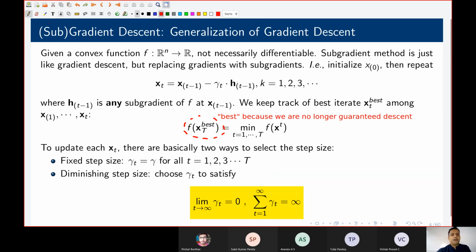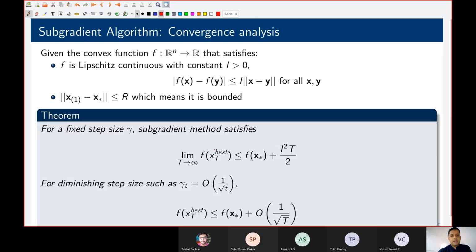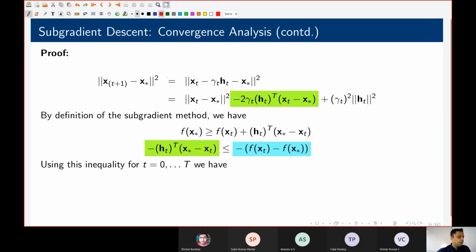So look at the best iterate so far from the T updates we have done so far, and you can have these step sizes either fixed or diminishing. The fixed size is not very interesting, as we all agreed upon. Diminishing, there seems to be some convergence, which is f of xt best is less than or equal to f of x star, plus an additive part which is diminishing with square root t. Okay, so this is the proof procedure.